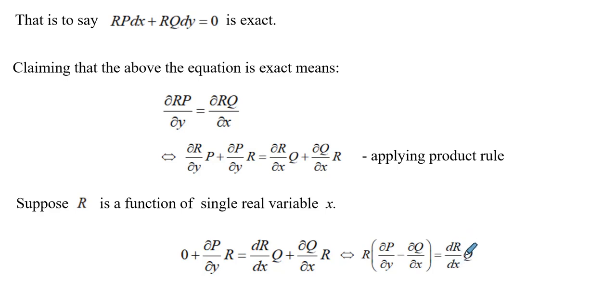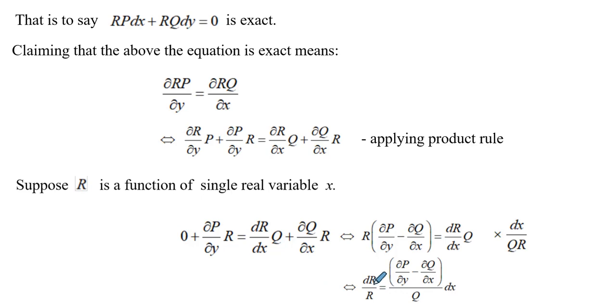And you note that here I have now denoted that derivative as an ordinary derivative, because we have said that we suppose that r is a function of the single variable x, so the derivative can be noted using the ordinary notation there. And then multiplying both sides of this equation by dx over r Q, we arrive at a simpler expression, which in this case is going to be dr over r equals this term here, which is in brackets, divided by Q dx.